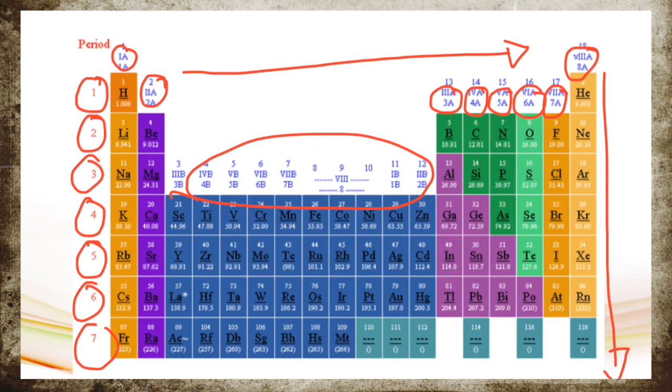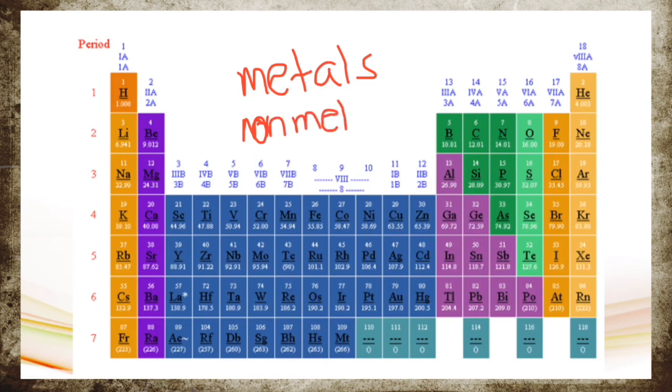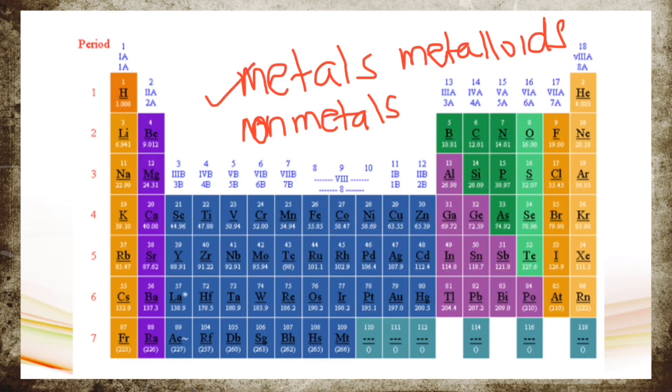There are three classes of elements in the periodic table. So what are these three classes? The first class is what we call the metals. The second class is what we call the non-metals. And the last one is what we call the metalloids. The metals are electrical conductors. They have luster, they're ductile, and they're malleable.